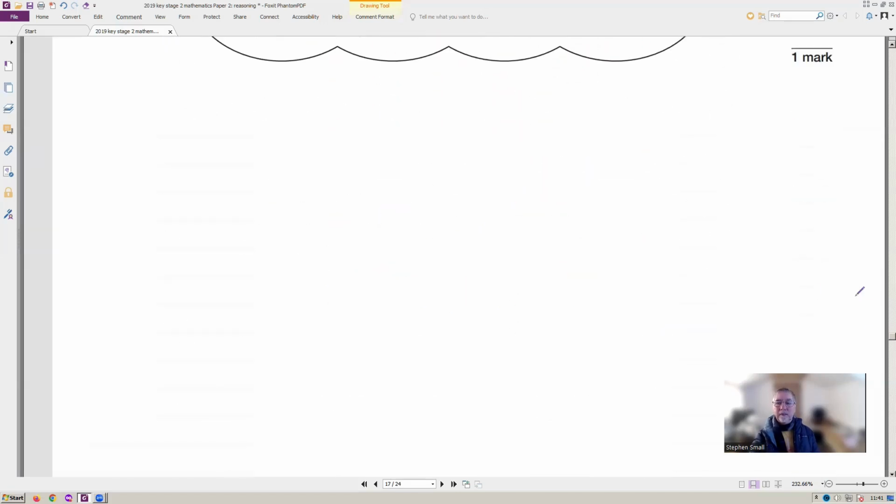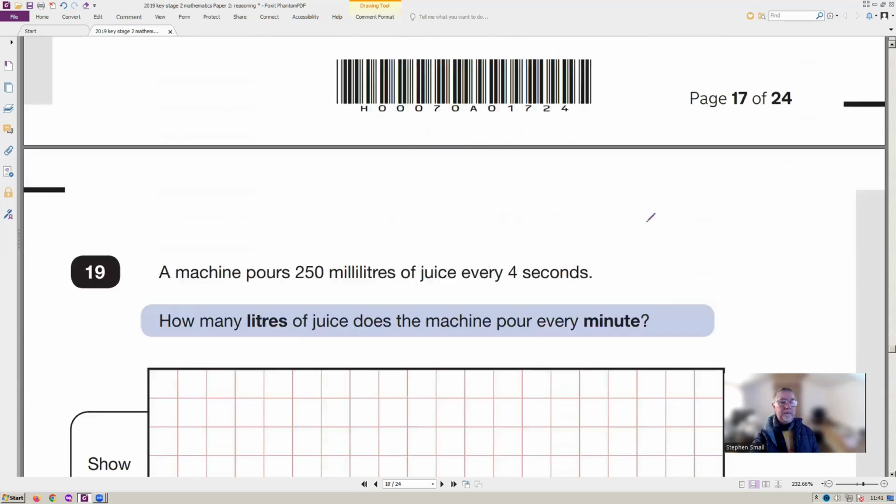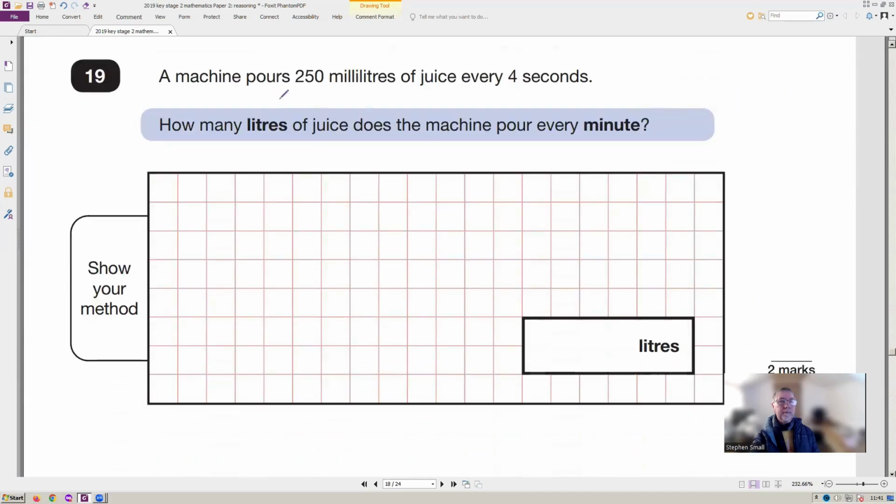With our reasoning. A machine pours 250 milliliters of juice every 4 seconds. How many liters of juice does the machine pour every minute? Well, we need to know how many 4 seconds go into 60. Similar to what we saw earlier.